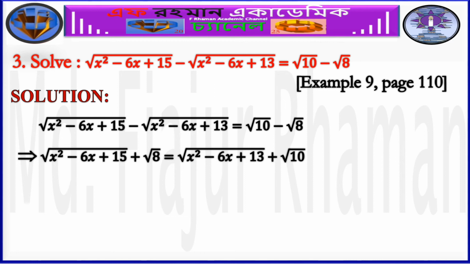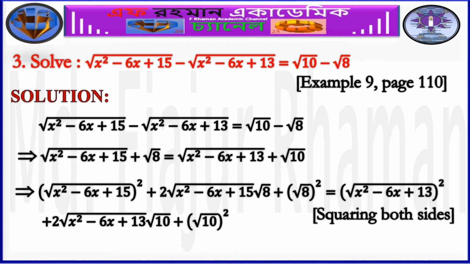Since the radical is a square root, squaring both sides, this equation implies that square root of x square minus 6x plus 15 whole square plus 2 into square root of x square minus 6x plus 15 into square root of 8 plus square root of 8 whole square is equal to square root of x square minus 6x plus 13 whole square plus 2 into square root of x square minus 6x plus 13 into square root of 10 plus square root of 10 whole square. We have used the formula of a plus b whole square as a square plus twice ab plus b square.